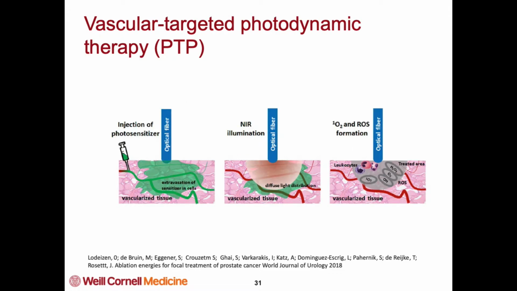And then another one is vascular-targeted photodynamic therapy. That's where you get a photosensitizer IV, and then you have a needle placed transperineally, and then you turn on the laser, and that causes cell death that way. This again can be done under MAC.